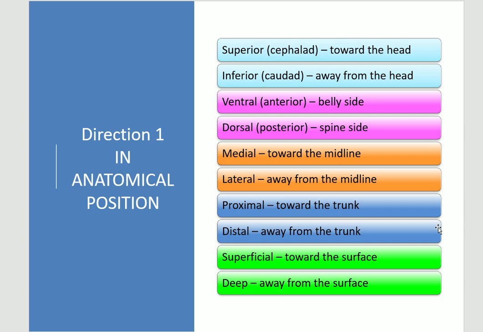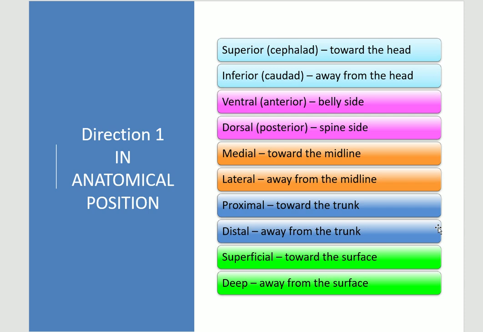Medial is toward the midline of the body, so center line. We'll look at an image pretty soon. And then lateral is going to be away from the midline. Those are used all the time. Proximal and distal, we talk about arms and legs only here. Proximal is going to be towards the trunk. Distal is going to be away from the trunk.